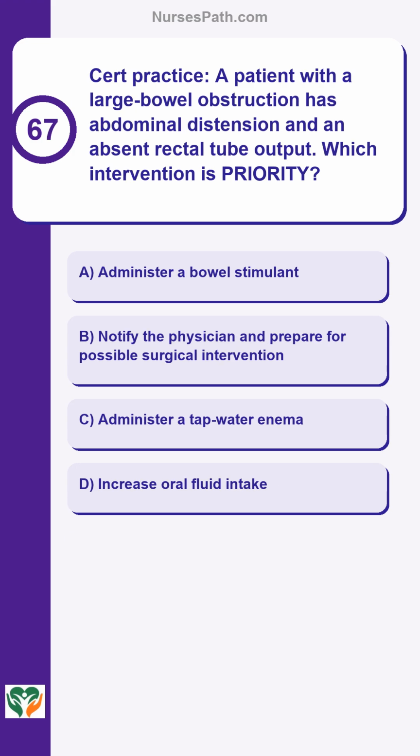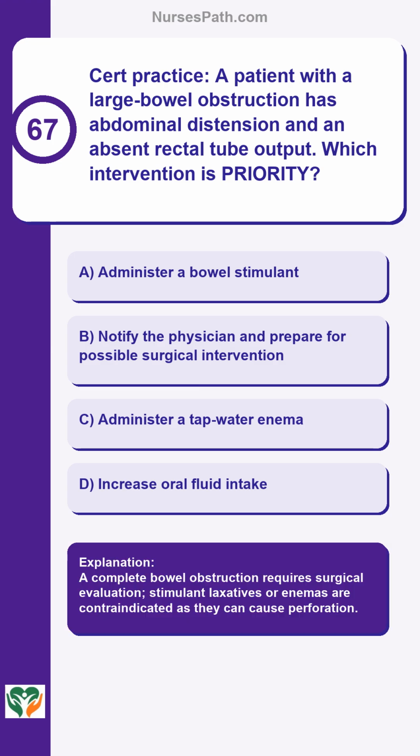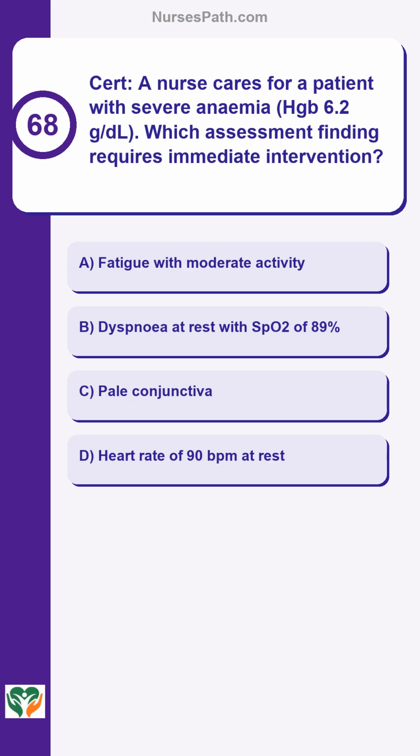Question 67. SERT practice. A patient with a large bowel obstruction has abdominal distension and absent rectal tube output. Which intervention is priority? Administer a bowel stimulant. Notify the physician and prepare for possible surgical intervention. Administer a tap water enema. Increase oral fluid intake. A complete bowel obstruction requires surgical evaluation. Stimulant laxatives or enemas are contraindicated as they can cause perforation.